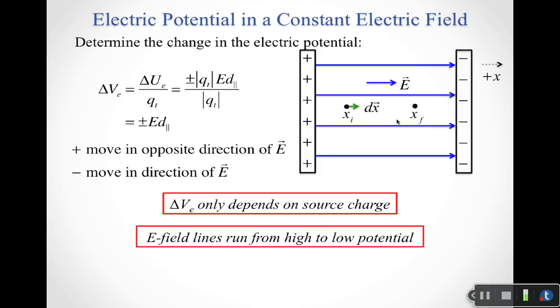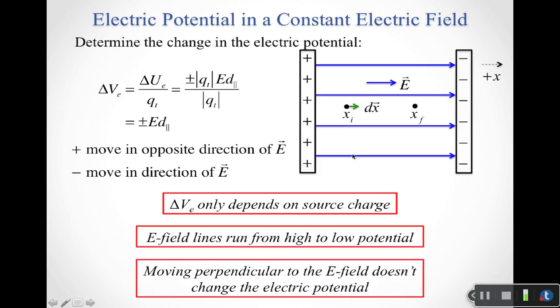This also tells us that electric field lines run from high potential to low potential. So it's going to be high potential over here. If your potential decreases moving with the electric field, that means your field line starts at a high potential point and runs to a low potential point.